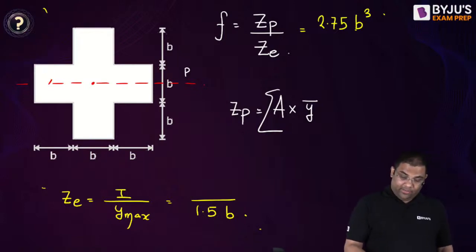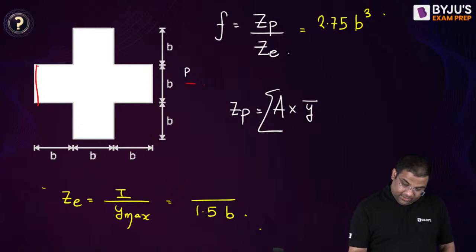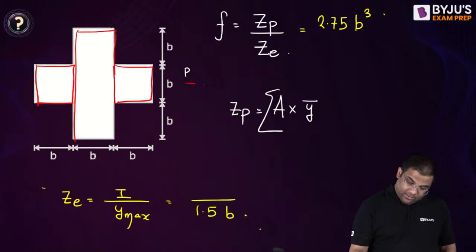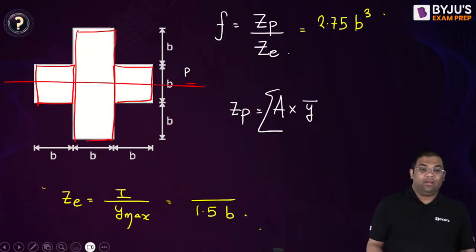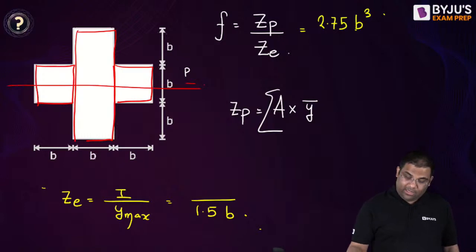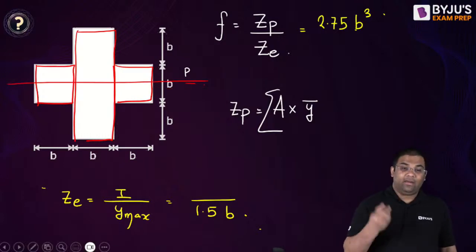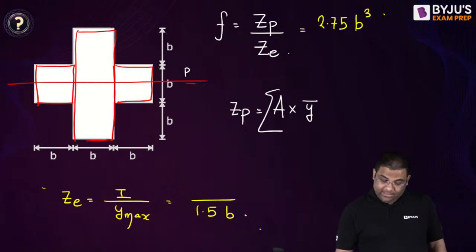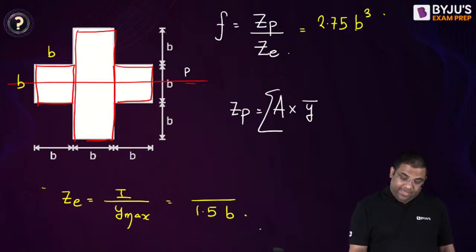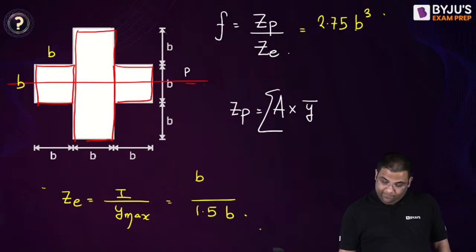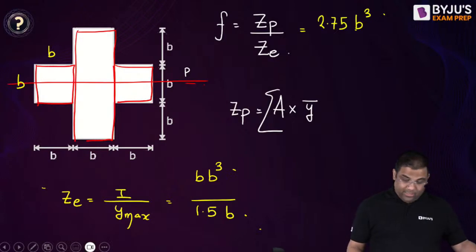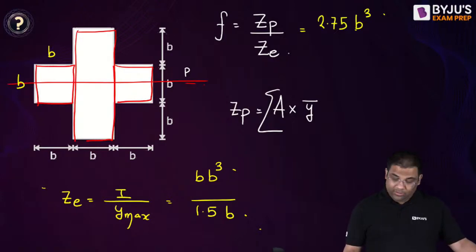Now how to find out I for this? Very easy. You see these three rectangles, rectangle number 1, this one and this one. For all of them the neutral axis is the same, right? So what I can do? I can simply add their I. So for the first one, I is what? BD cube by 12. BD cube is this. So BD cube by 12.